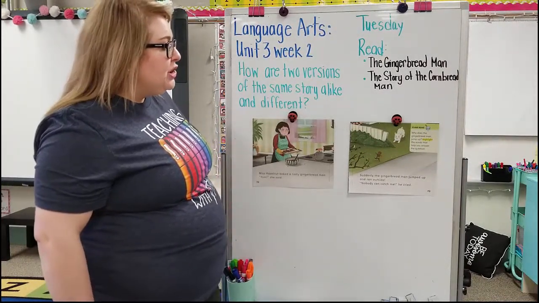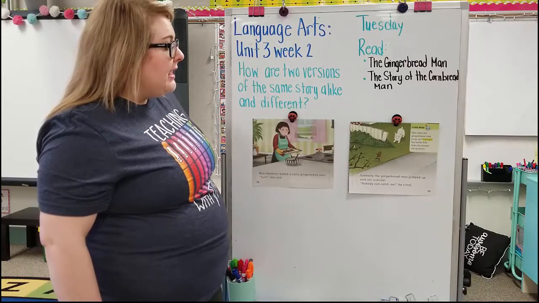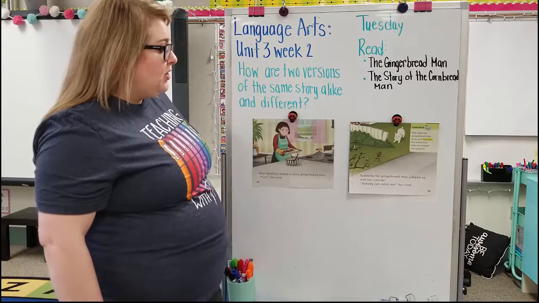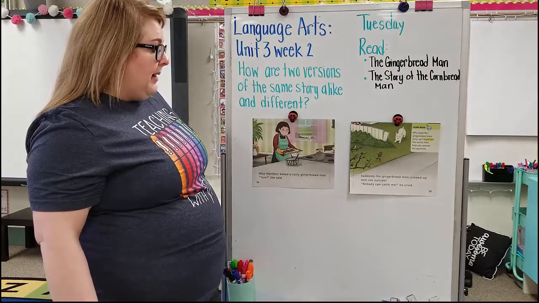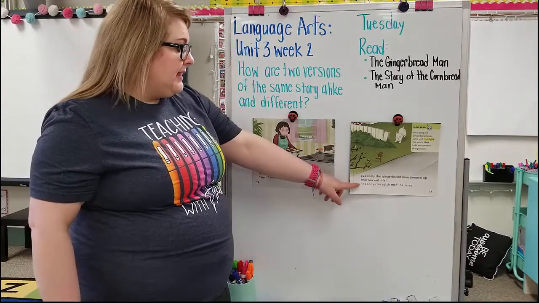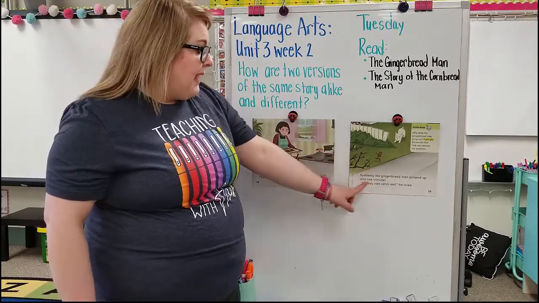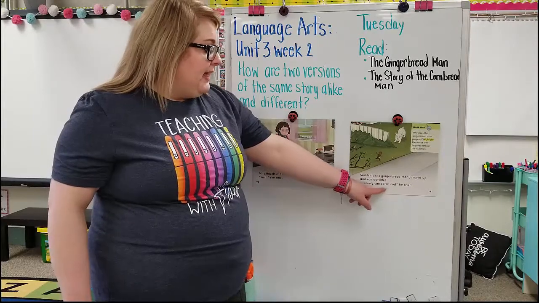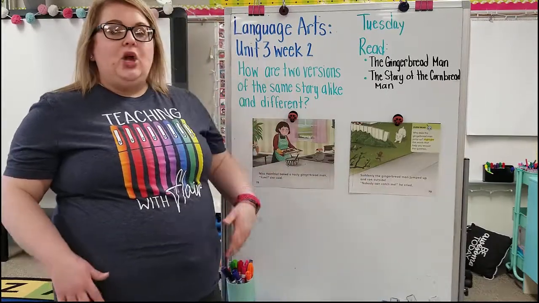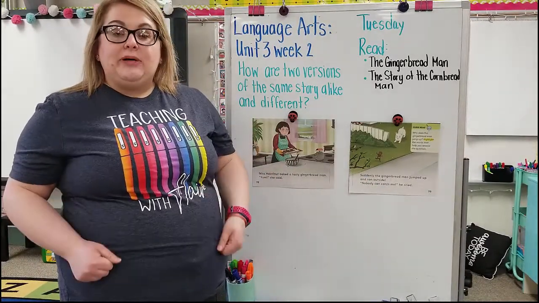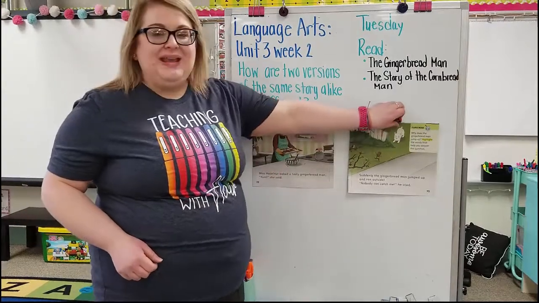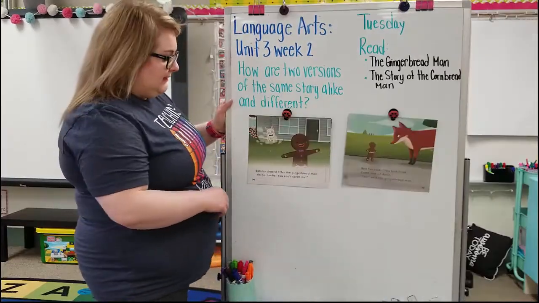So why does the Gingerbread Man jump up? Highlight the words that help you answer the question. So why did he jump up? It says he jumped up and he ran outside. "Nobody can catch me," he said. So he was running and he jumped because he wanted to get away. Okay, next page. Okay, let's see what happens.